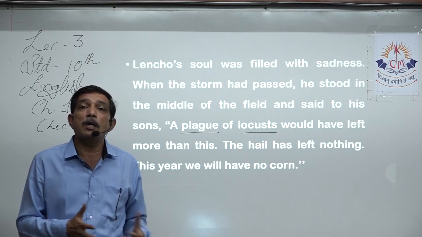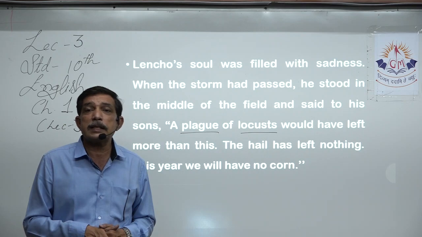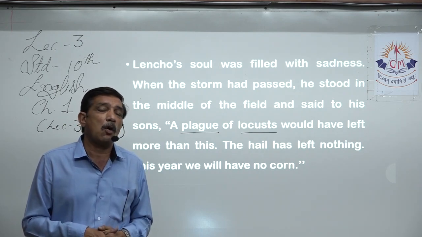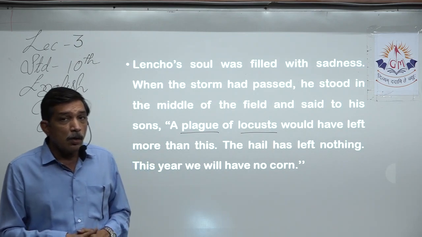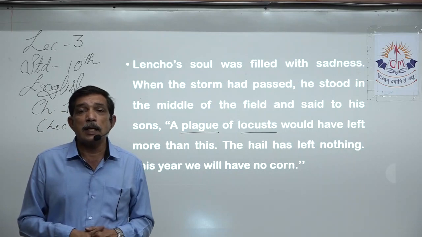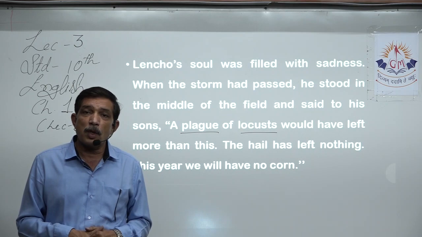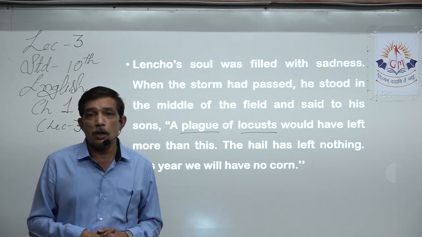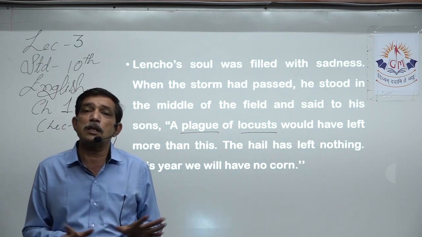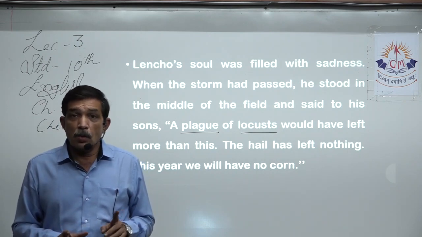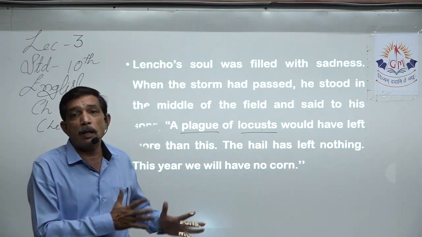They also burn a huge bonfire to keep the locusts away from their field, because once they settle on the field, they will eat away all the plants that are growing. They will eat away all the crops, right? So when any region is hit by locusts, that is a disaster not only for the crop but for the nearby vegetation also. The grass, leaves, fruit, everything is eaten away by the locusts. So Lencho compares the destruction of the hailstorm to the plague of locusts.